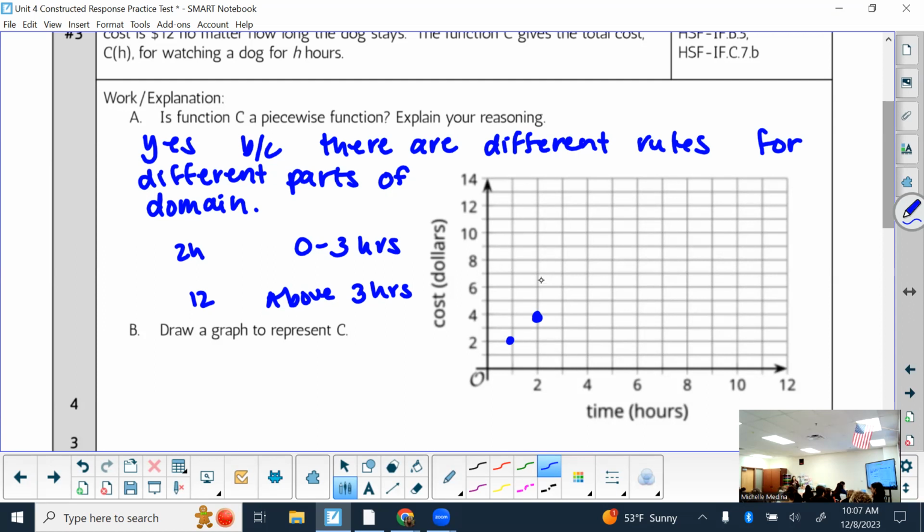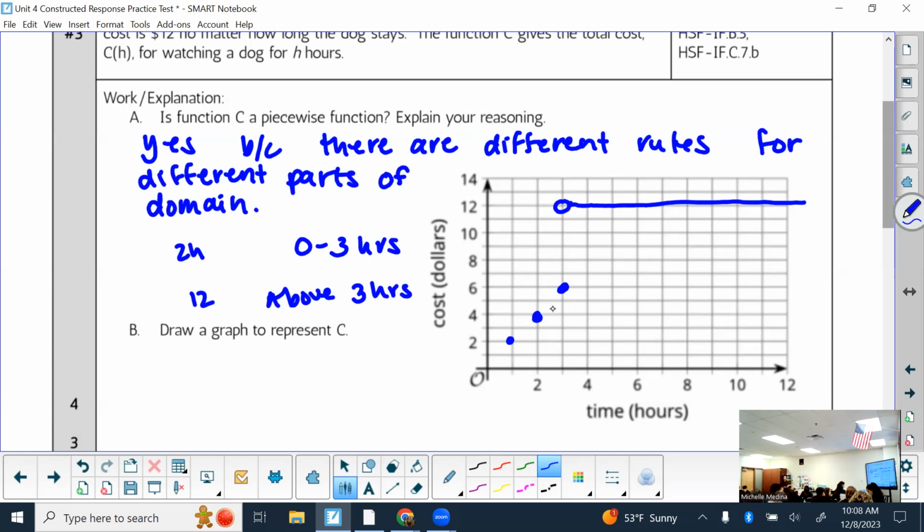Guys, you're not going to have time to quiz. You're going to have to say your option if you don't answer my question. At 3 hours, how much does it cost? $6. Now, above 3 hours, so everything after 3 hours, it costs what? 12. So we know at 3 hours, it costs $6. So to show above 3 hours, I'll go up to the 12 and put an open circle. And above 3 hours, it's $12 no matter what, so I can put a line for that one.